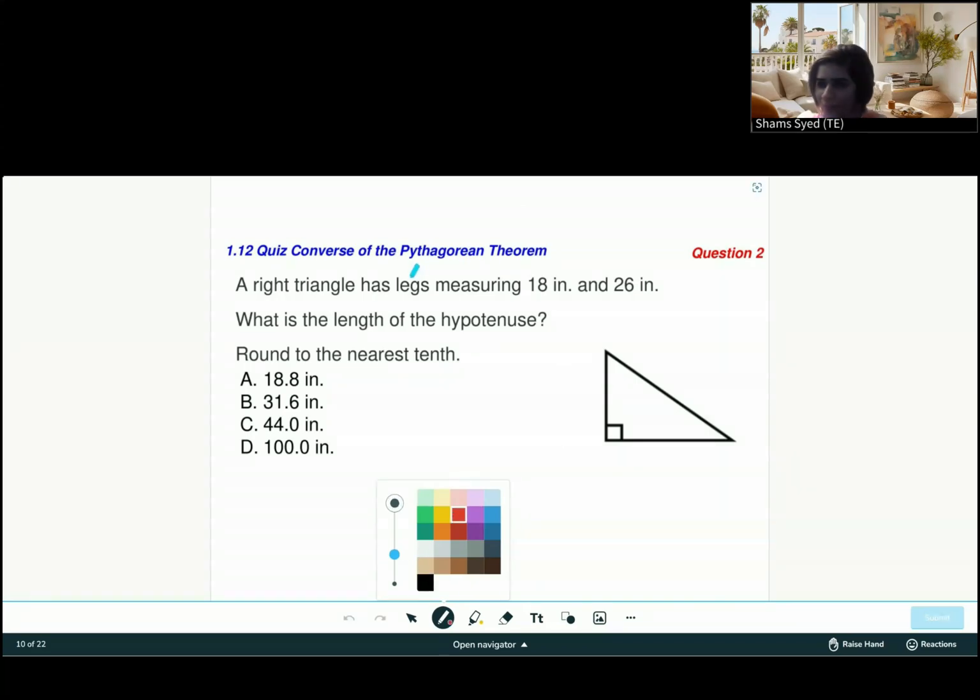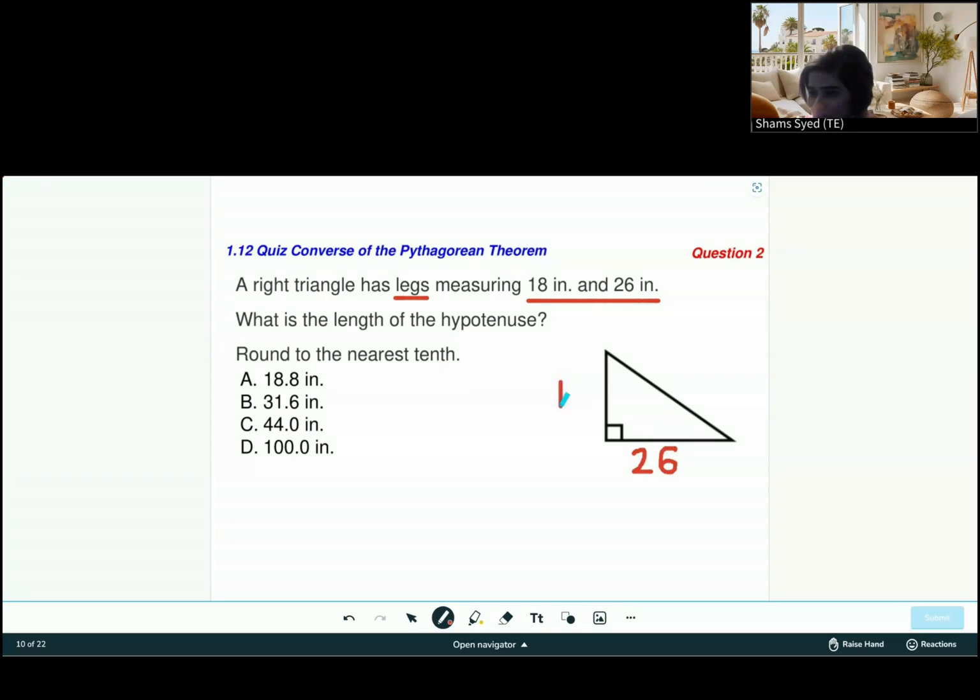A right triangle has legs. Legs are the shoulder sides, 18 inches and 26 inches. So here are the shoulder sides, they are 26 and 18. The longest side, called side C, the hypotenuse, is missing. Let's see what we can do.